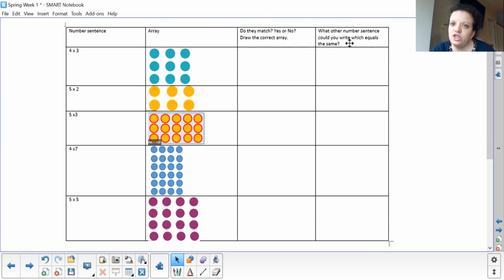And what other number sentence could you write which equals the same? So think about our commutative law. 4 times 3 equals whatever. Can we do it the other way around and make it the same number sentence? And then write that as well, because 4 times 3 could also be 3 times 4. So have a go. You're going to check, first of all, that the array is right. If it's not right, you're going to draw an array that is right to show that number sentence. And then you're going to write the number sentence another way. And even try and think of another number sentence which has the same answer as well.